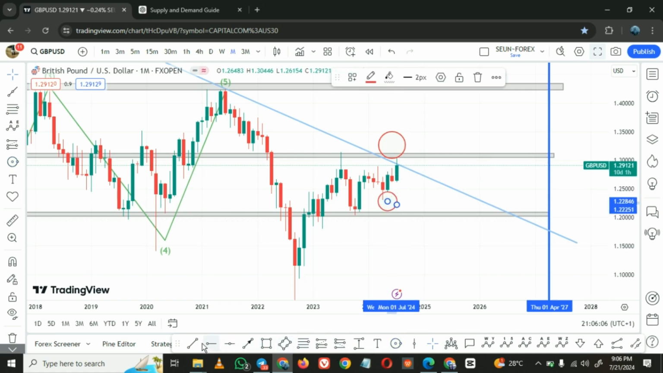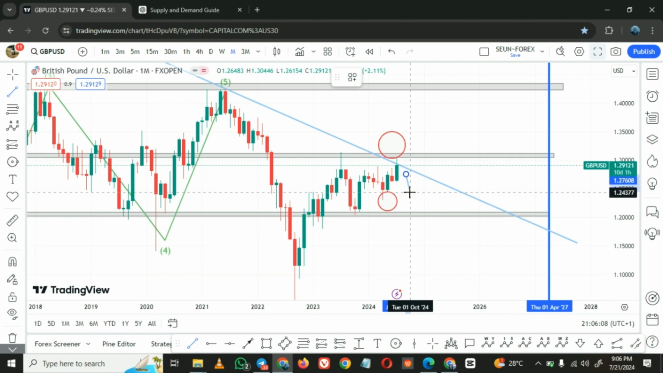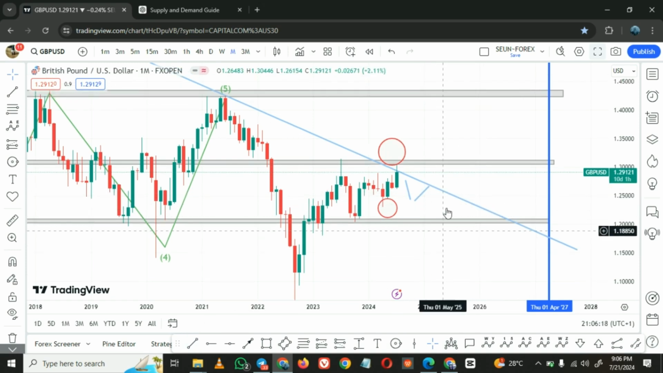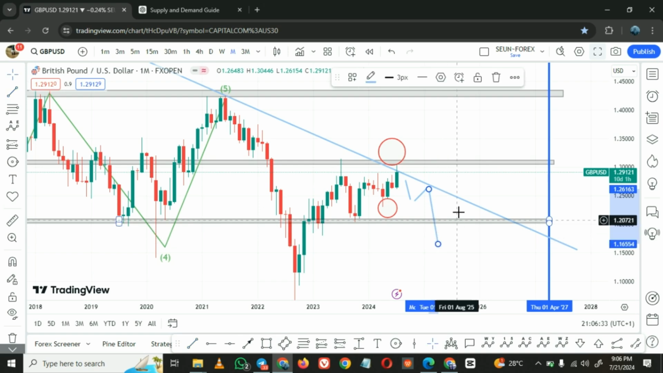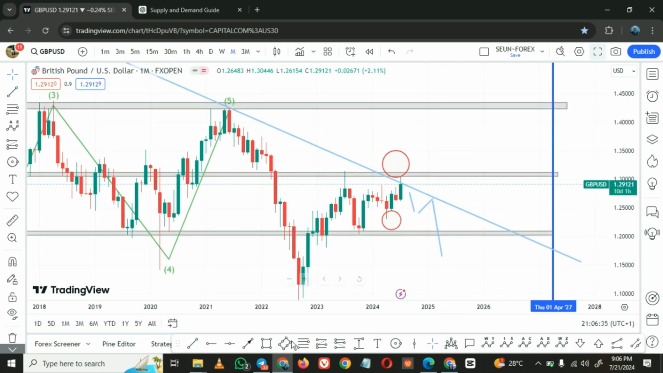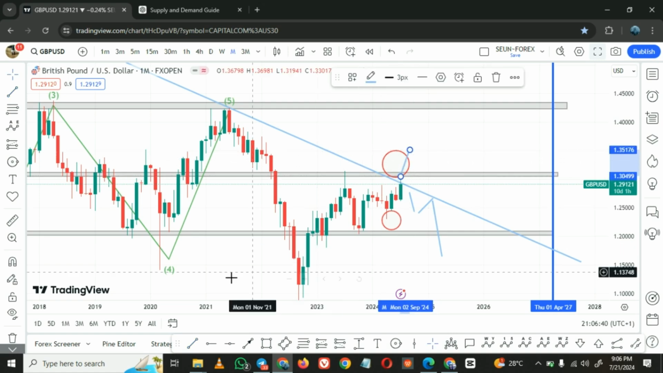As long as market is in this level, market is in supply zone. What does it mean? It means that from this key level of 1.29121, under this trend line, it is the sellers that are in the market. Sellers are the ones in control of what is happening in the market.